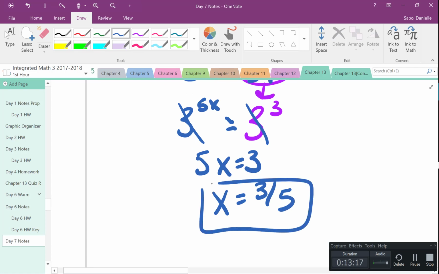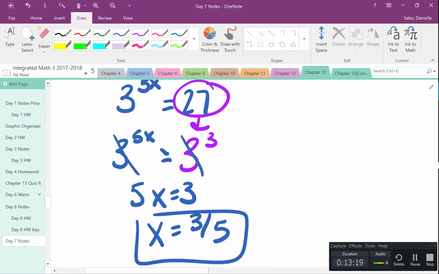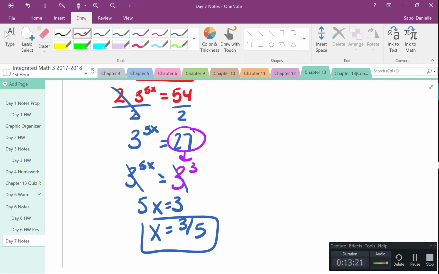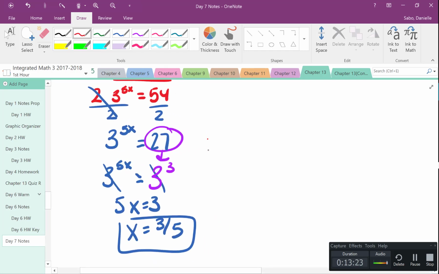Questions on that? So again, I'm just going to go off to the side here and show you what you could have done. You could have done log base 3 of 27 equals 5x. Either one works. You could have done that.